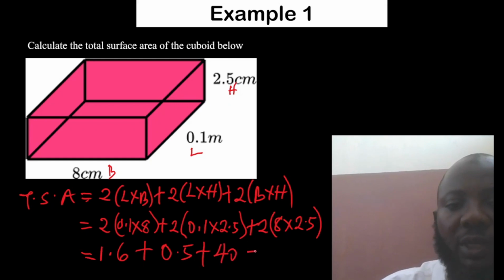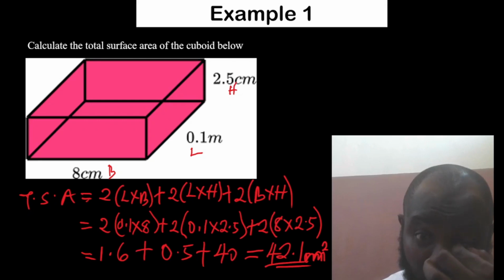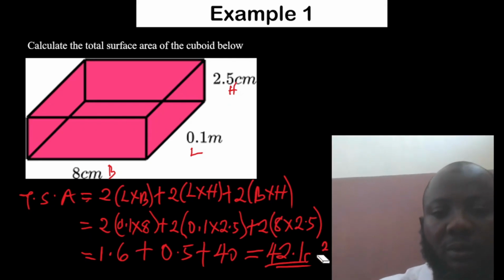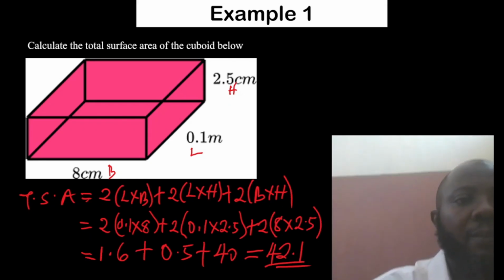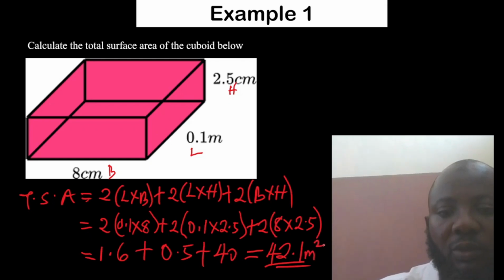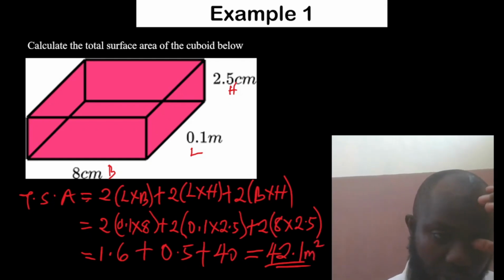So we add everything together. 40 plus 1.6 plus 0.5 gives 42.1 meters squared. So that is the answer to this one. I hope this is very clear. So that is that on cuboid.